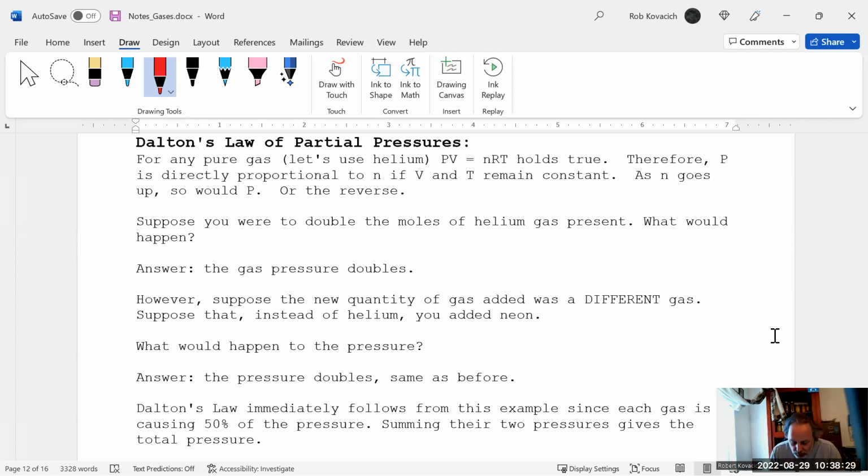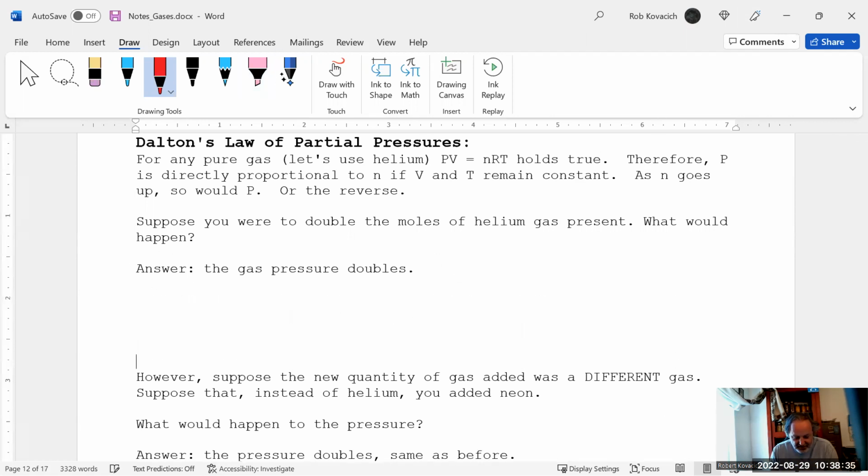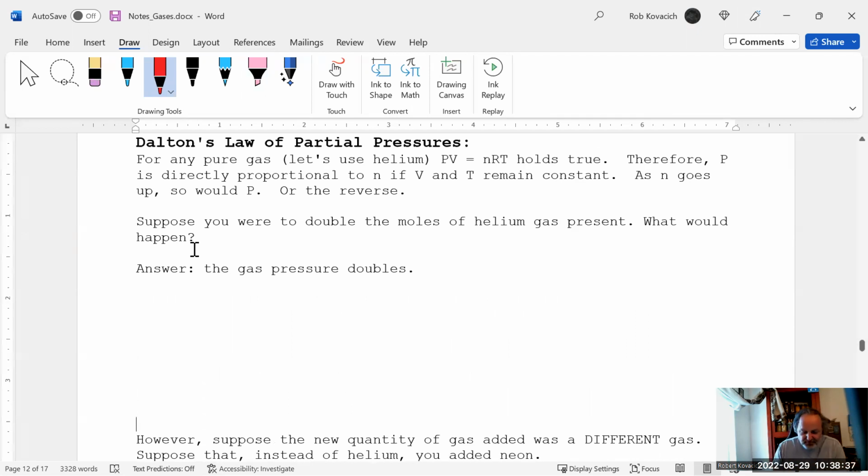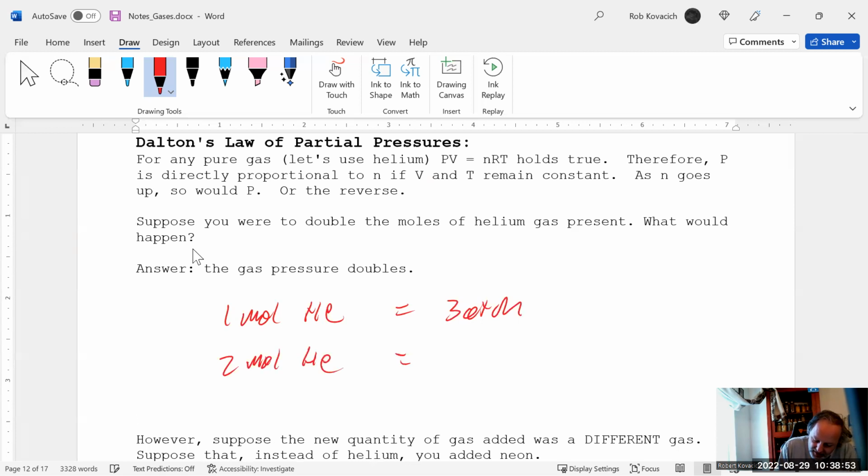Okay, so let's say that I've got some gas, not that kind of gas. All right, so I've got, I don't know, 1 mole of helium. Okay, and let's say that 1 mole of helium has a pressure of 3 atmospheres, given all the other conditions. That's fine. What happens if I double it to 2 moles of helium? If everything else stays the same, then my pressure is going to switch to 6 atms.